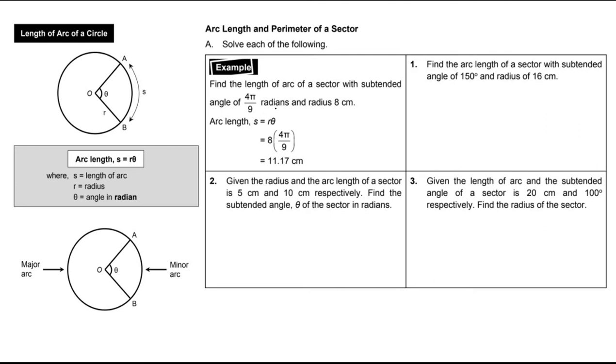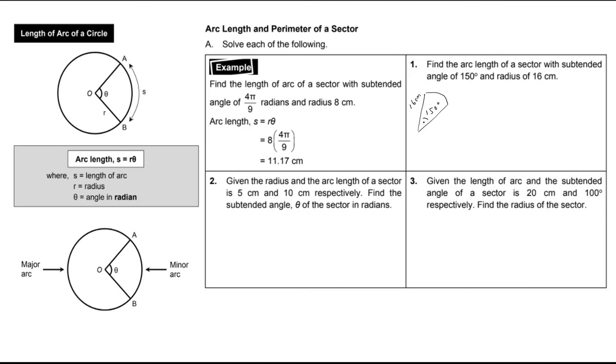Let's try some questions. Arc length and perimeter of a sector. Solve each of the following. Let's try question number 1. Find the arc length of a sector with subtended angle of 150 degree and radius of 16 cm. Let's try to sketch, but I did not follow exactly the angle here. It's just a sketch. So this angle here is 150 degree and the radius is 16 cm.